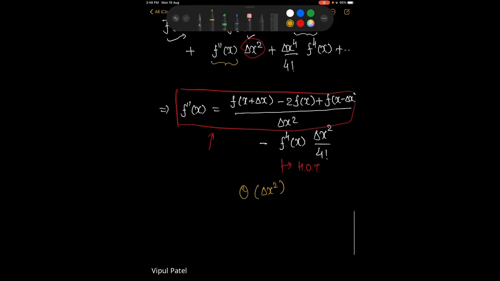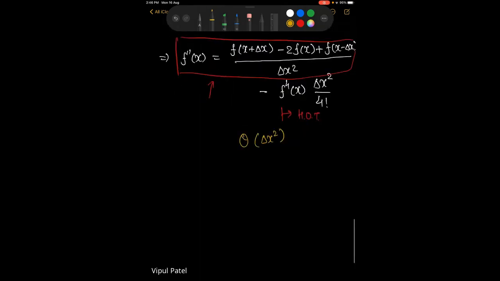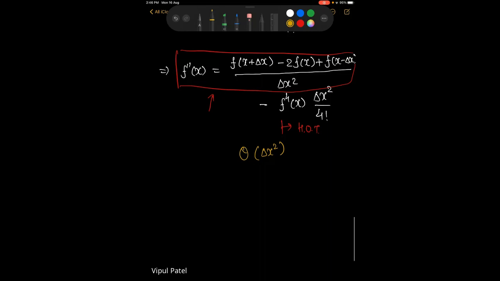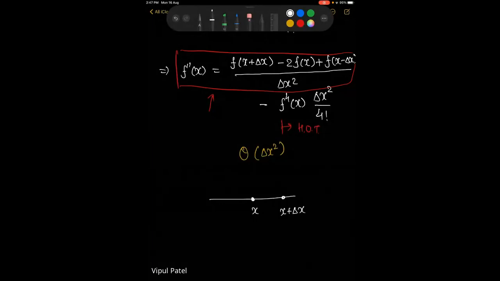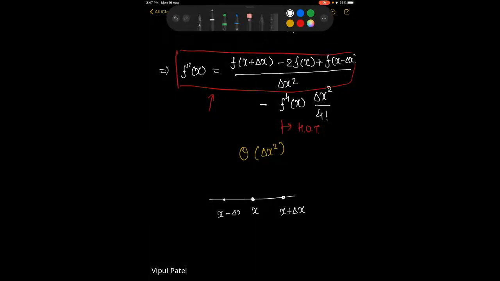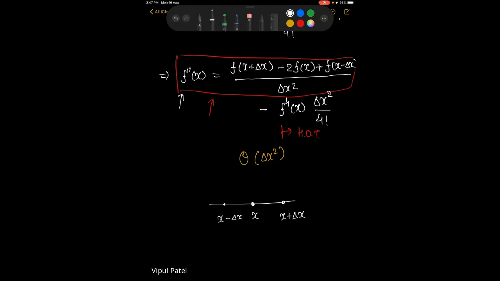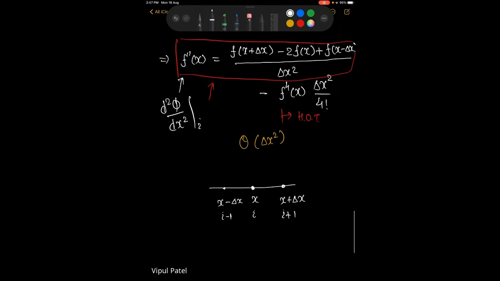But what is the problem now? If you recall this particular expression, then how many nodes do you need? Let us try to understand that aspect. Let's suppose this is your one dimensional domain and this is your node x. This is a node at x plus delta x, and this is a node at x minus delta x. Now if I want to write this expression, d square phi by dx square at I, it can be expressed using I plus 1 and I minus 1. So for this formulation, I need three nodes.